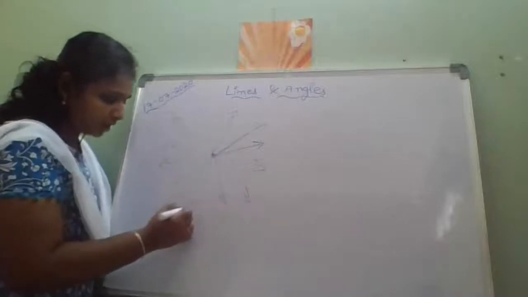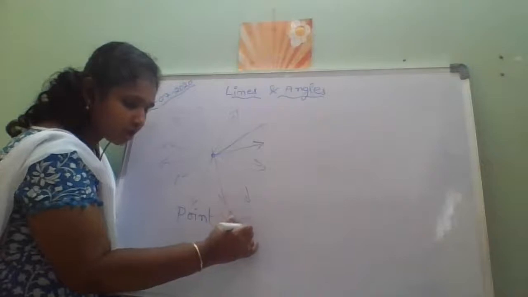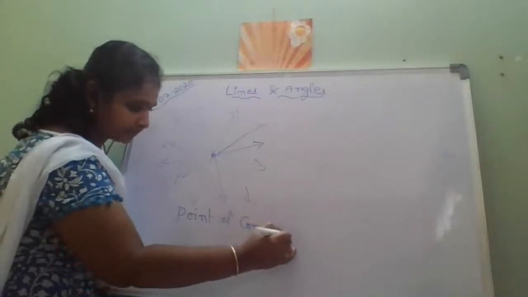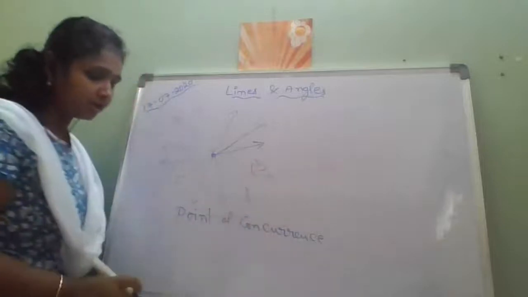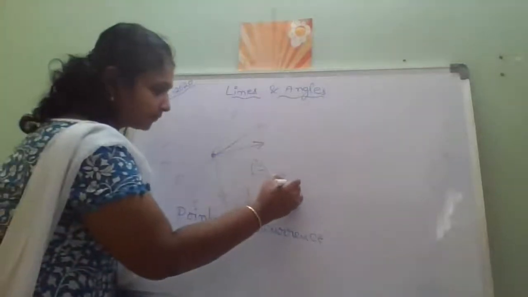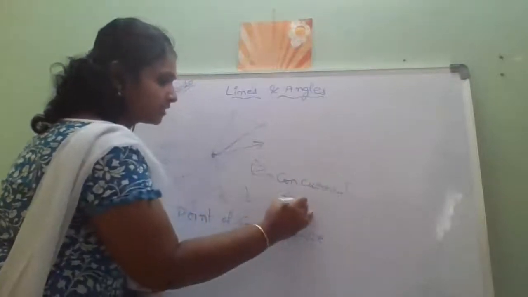This point is called point of concurrence, and these lines are called concurrent lines.